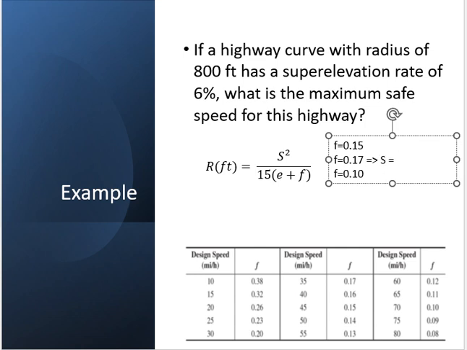13.6. No conversion, right? You did not do any conversion, and you put super elevation as 0.06. We already have the radius, okay? Yes, 0.1.